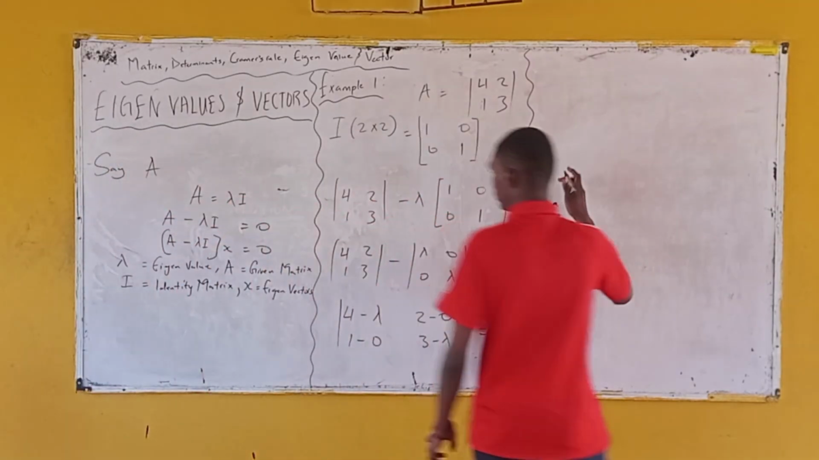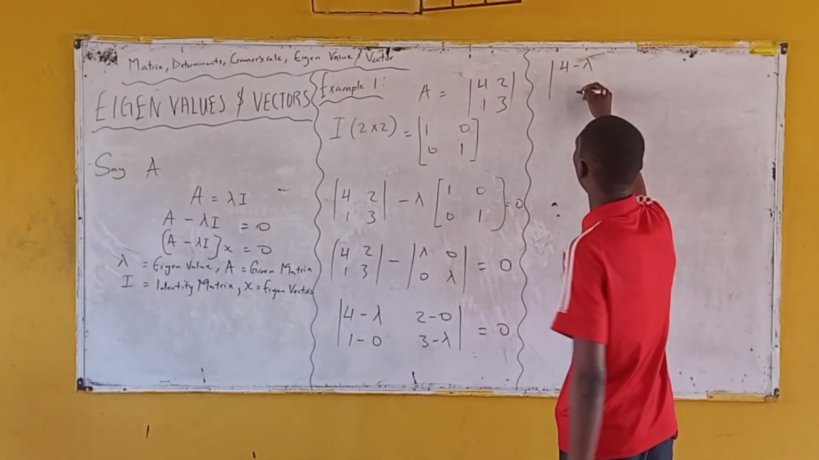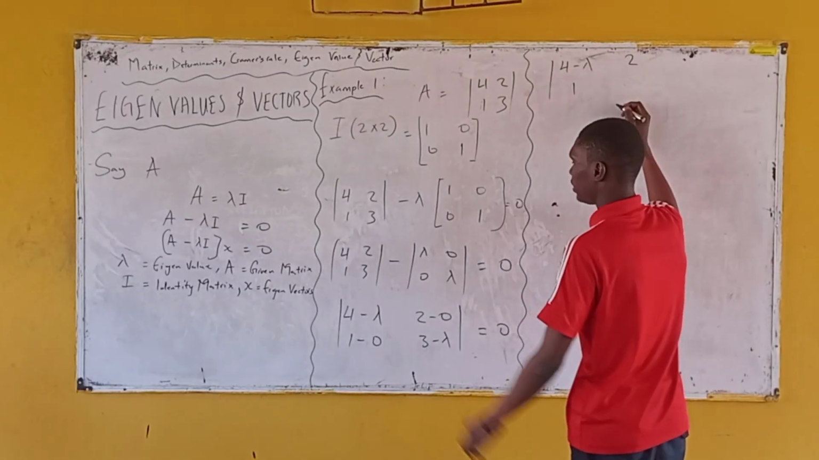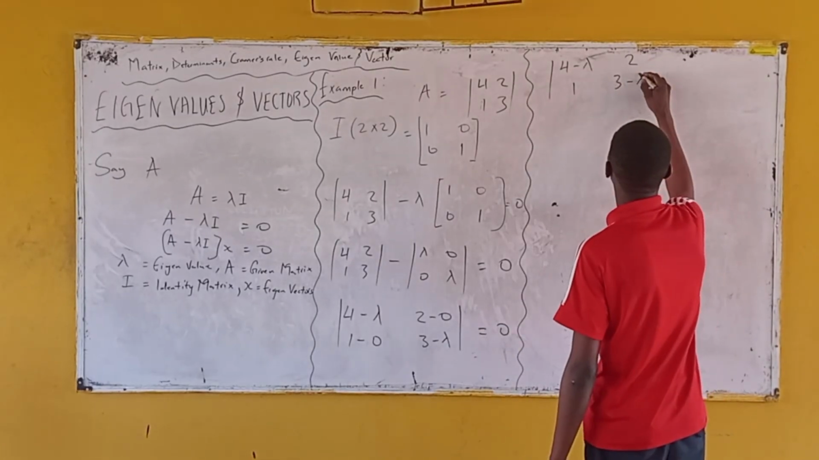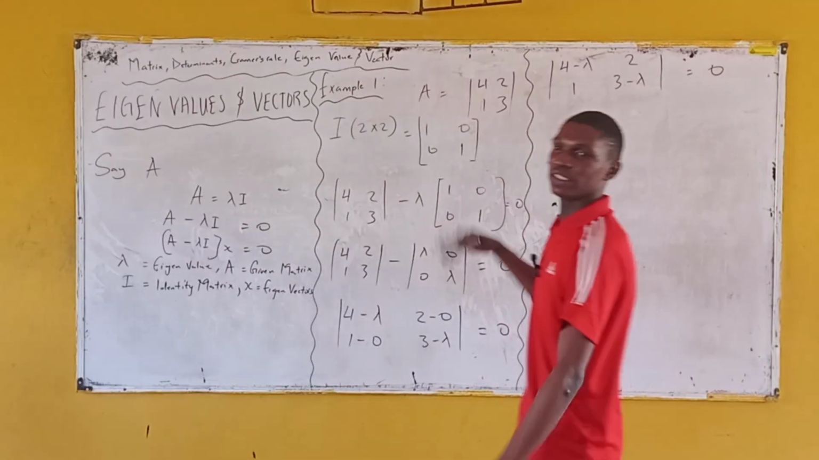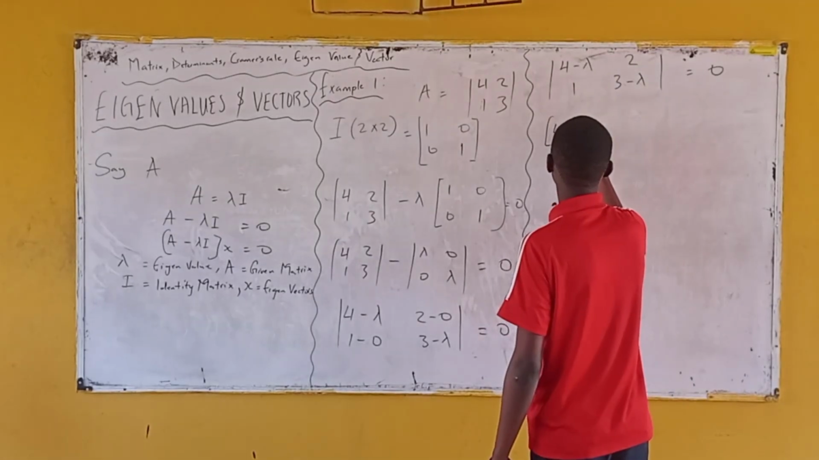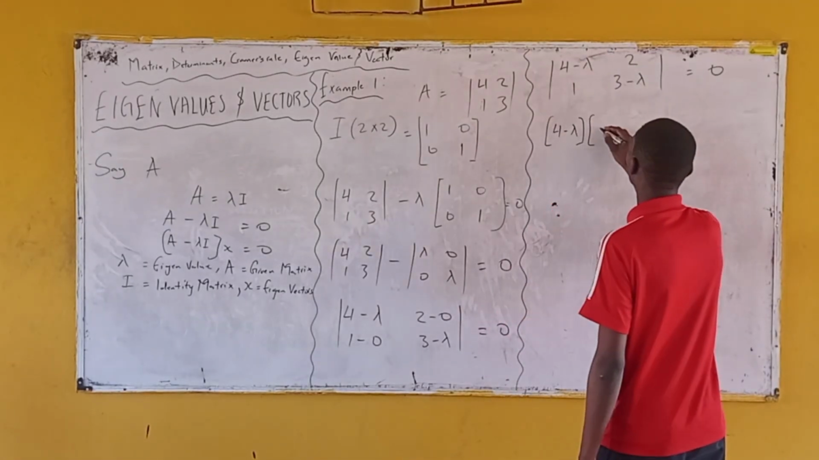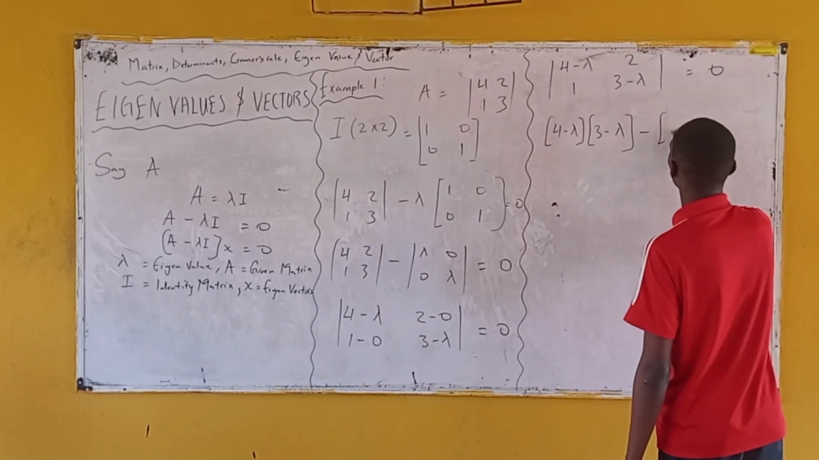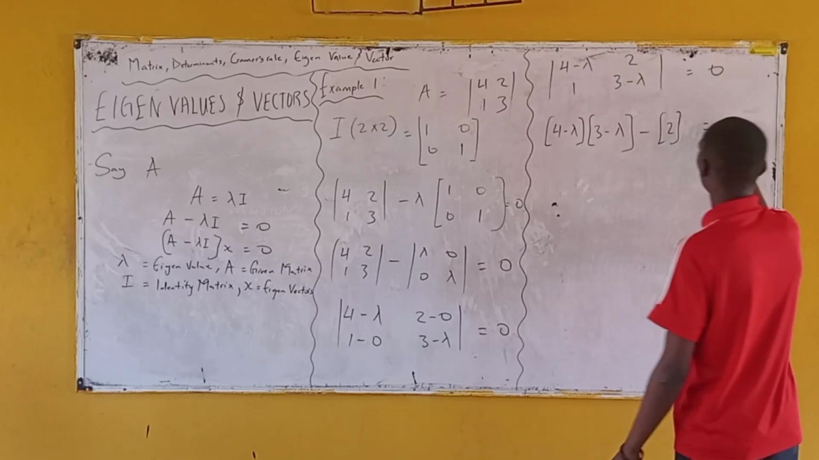So therefore we can say 4 minus lambda, 1 minus 0 is 1, 2 minus 0 is 2, then we have 3 minus lambda equal to 0. So what can we do here? We can take the determinant. That will be 4 minus lambda times 3 minus lambda, minus 2 times 1, which is minus 2, equals 0.